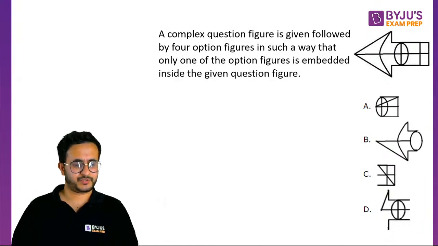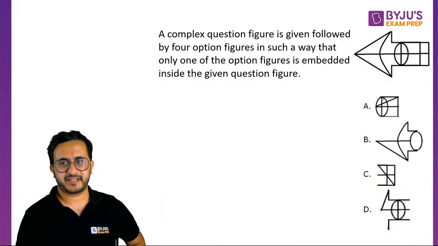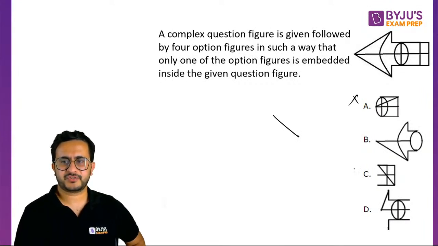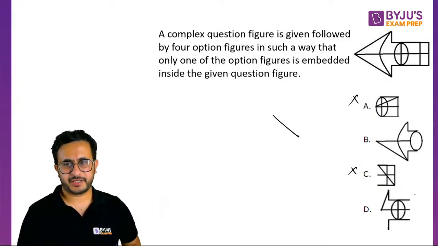Okay, so it has two good options, right? So two we can eliminate. A we can eliminate because after the oval we do not have any triangle like this, right? So A we can eliminate. C, we do not have any line like this in this figure. So C we can eliminate, right? We are left with two options, B or D.